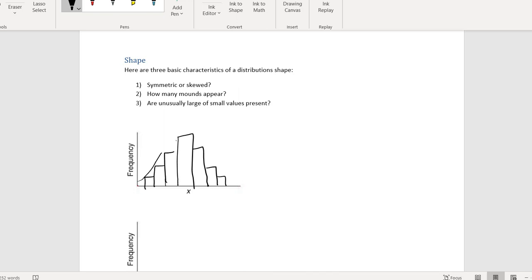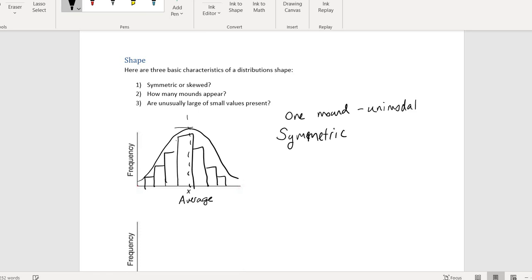So if we were to drape a blanket over this, what we would see, and by the way, this x would be the average, is that this has one mound. So it has one mound, this guy. And when it has one mound, it is called unimodal. As well, since we could cut it in half and we would have a nice symmetry, we call this symmetric, which is also called normal, which we also call a bell shape.